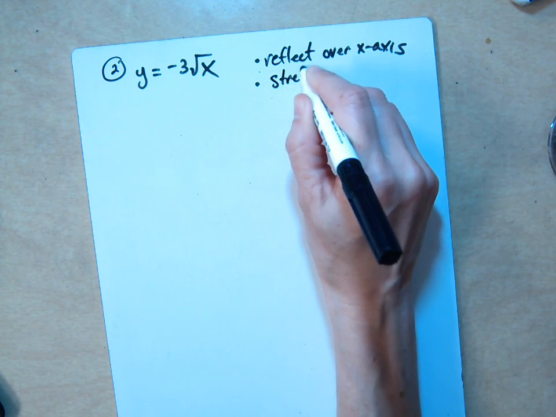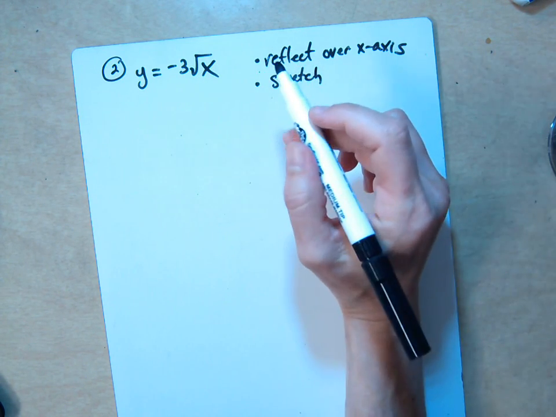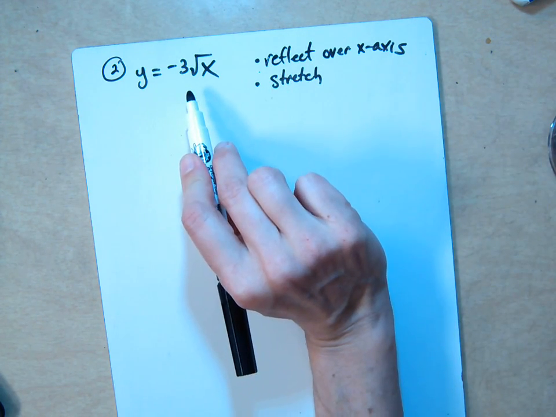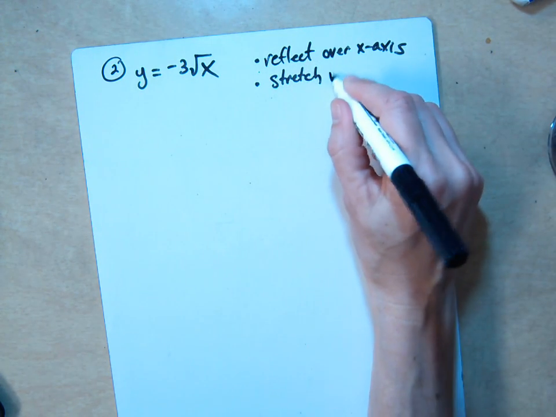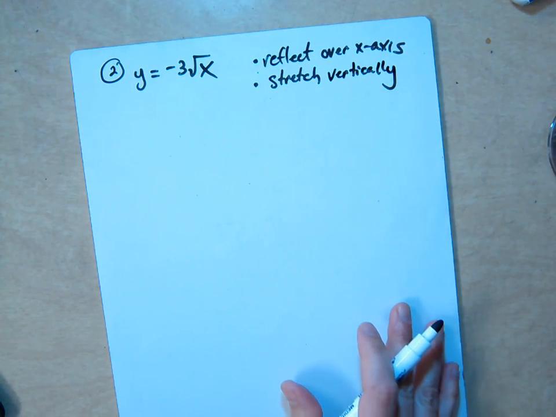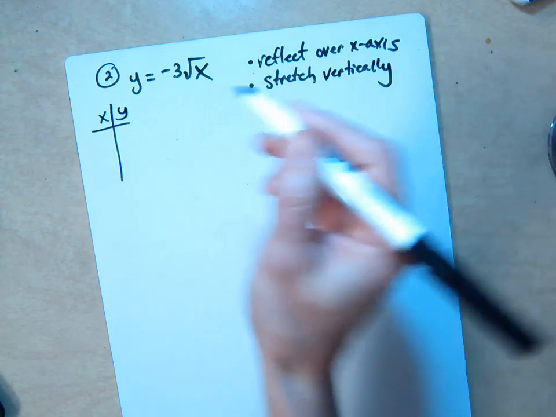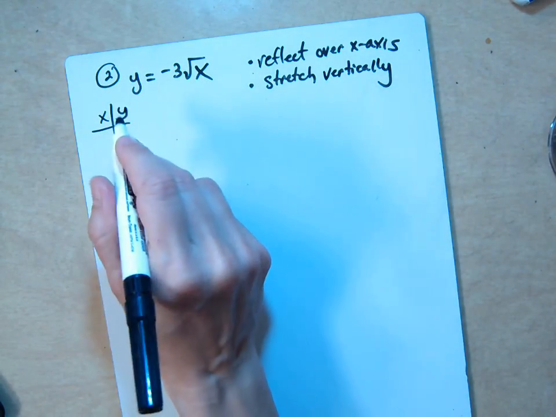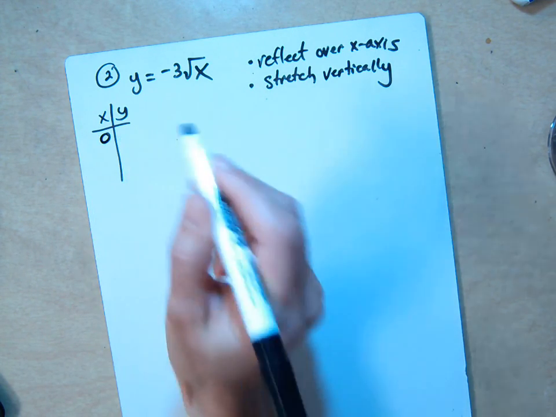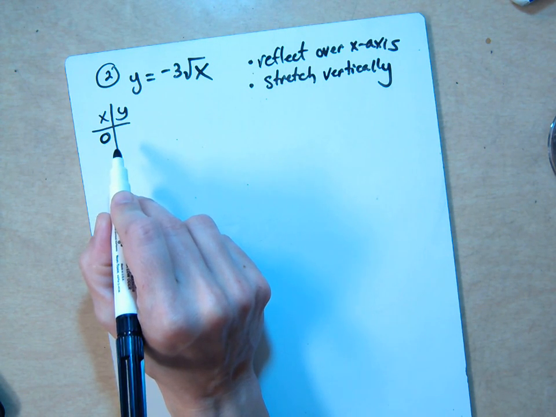You're stretching it because you're multiplying everything by 3. So previously you might get 5, but now you're going to get 15. Any output you would normally get, you have to make it 3 times as big, so it stretches it vertically. And those are the 2 transformations. So you can still make your table. Okay, so what should I use for x? What should I put in?